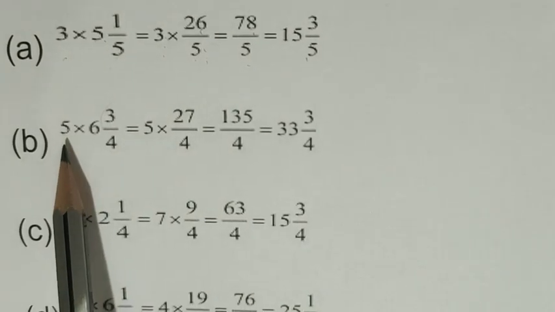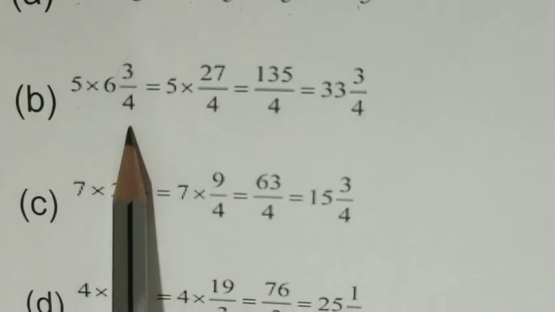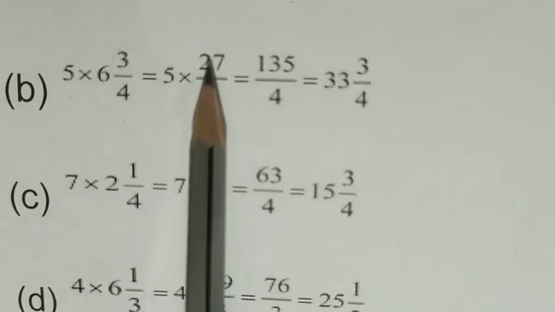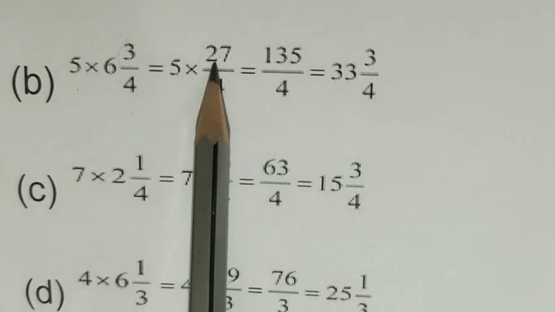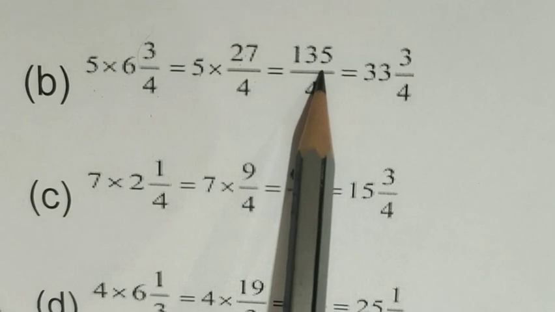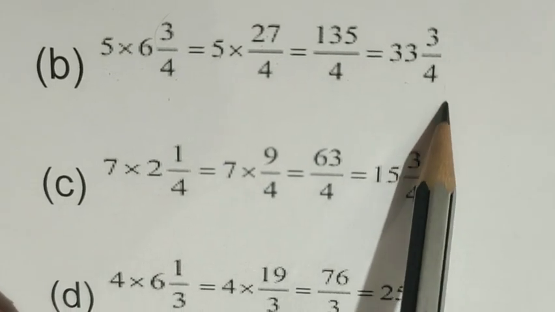One more sum. 5 into 6 integer 3 by 4. What is the first step? 6 integer 3 by 4 is to be converted into improper. So it is 27 by 4. Then 5 is to be multiplied with 27. That is 135 by 4. Your answer is 33 integer 3 by 4.